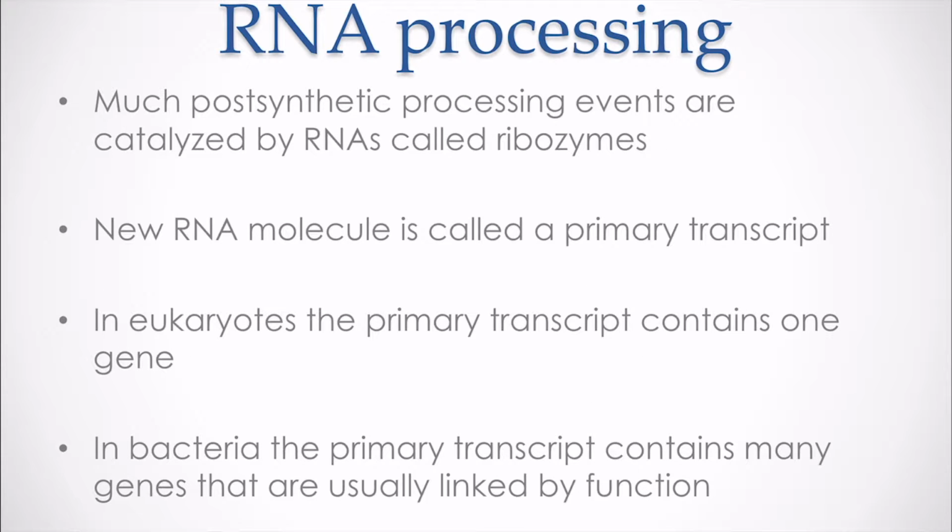So the processing is typically going to be catalyzed by RNA, so those ribozymes. So introns are going to be spliced out by ribozymes, by enzymes. And the RNA molecule is going to be a primary transcript. And in eukaryotes, this primary transcript will contain one gene. And as we talked about with bacteria, their primary transcript contains multiple genes.